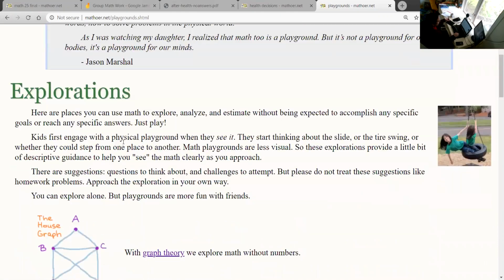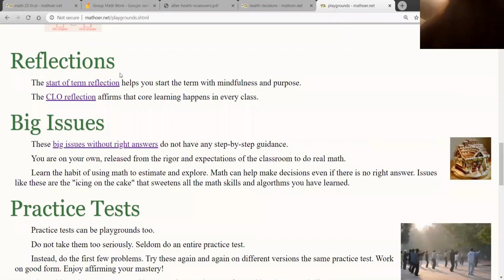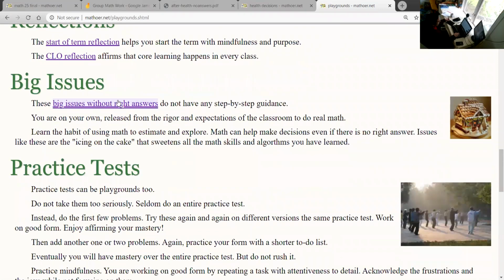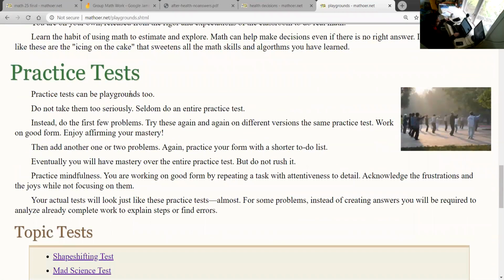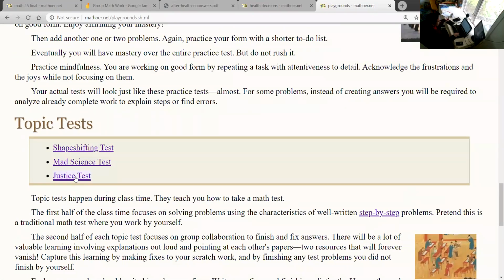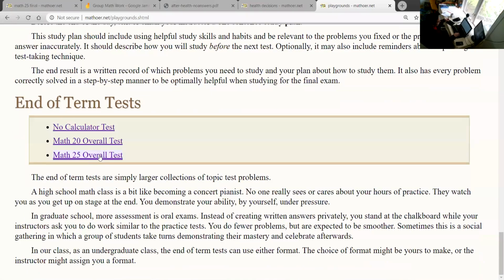And after explorations, after reflections, after the big issue, right answers, comes the practice tests. In Math 20, they have midterms. We don't, so skip past that. The only one that matters for you of all the practice tests is the overall test here. These two are both Math 20 things, you can ignore them. But the one that actually says Math 25 is the only practice test you hear about.